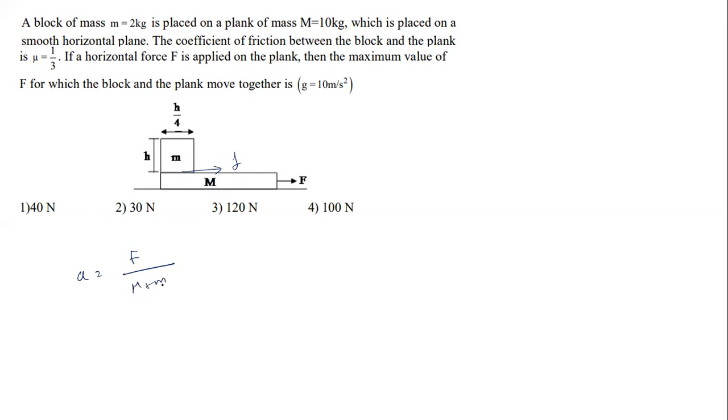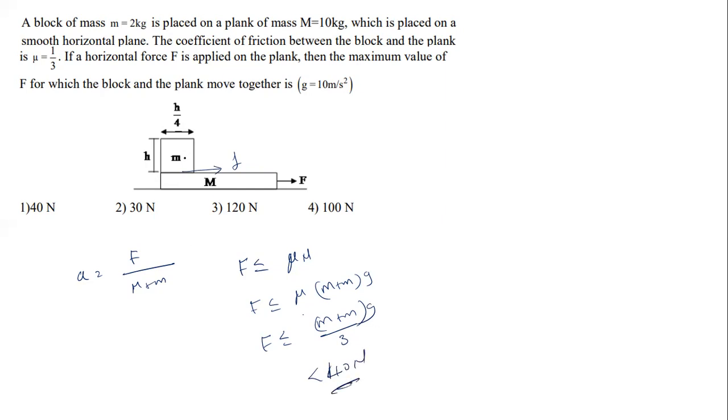Okay, so for the no slipping condition, F should be less than or equal to (m plus M) times, I mean this one actually, mu into N. So F is less than or equal to mu times (m plus M) into g. Clear? So what is mu? 1 by 3. So F is less than (m plus M) by 3 into g, so this should be less than 40 newtons.